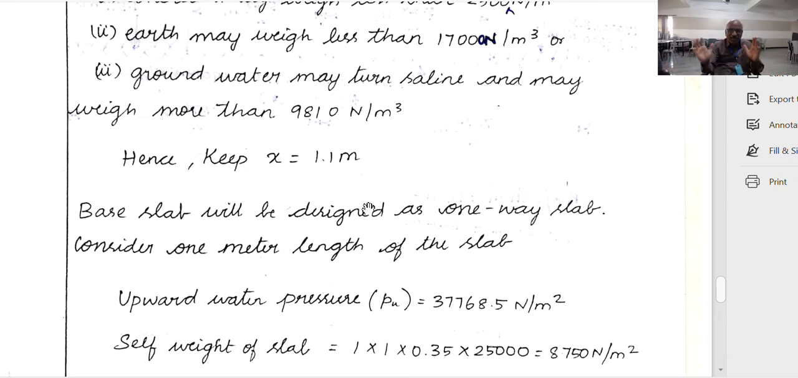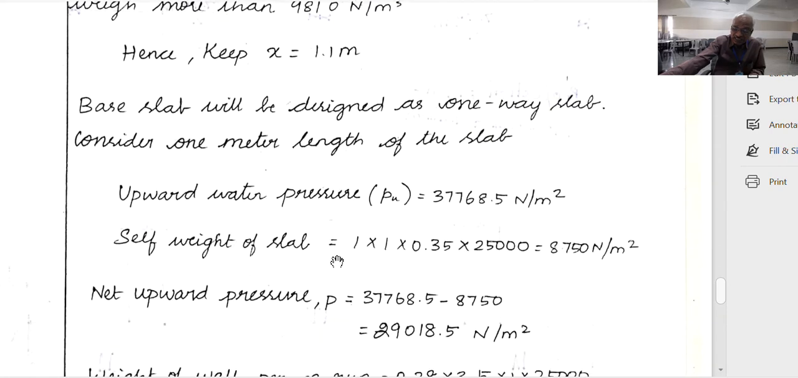And these calculations are very important. First of all, we have to thoroughly check when the tank is empty and there is fully saturated soil outside, whether the tank will be safe from flotation or not. This is the most important check that has to be done in the case of underground water tanks. And other designs are usual design only. Anyway, other design also we will have to complete. So this is the most important check, right?